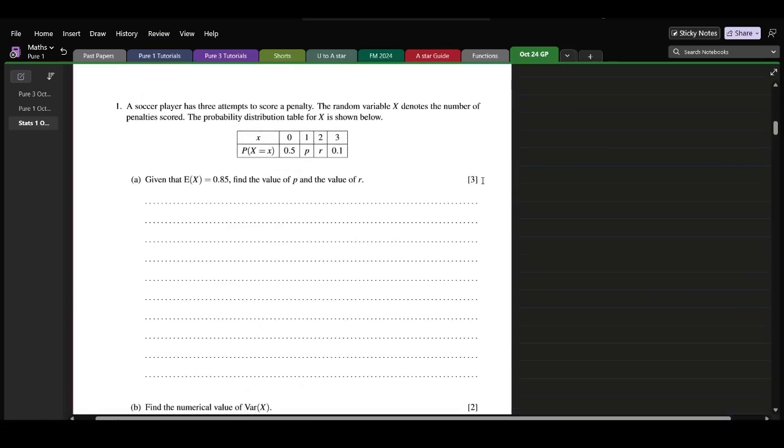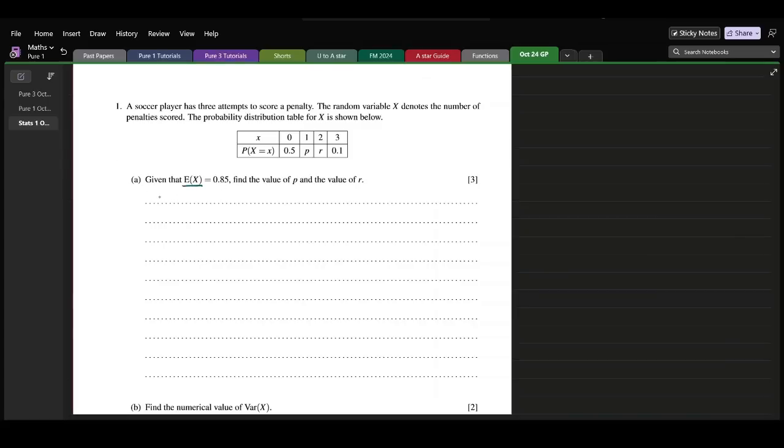Number 1. A soccer player has 3 attempts to score a penalty. The random variable x denotes the number of penalties scored. The probability distribution table for x is shown below. Part A. Given that the expectation of x is equal to 0.85, find the value of p and the value of r. Alright, so we can use the formula for expectation.